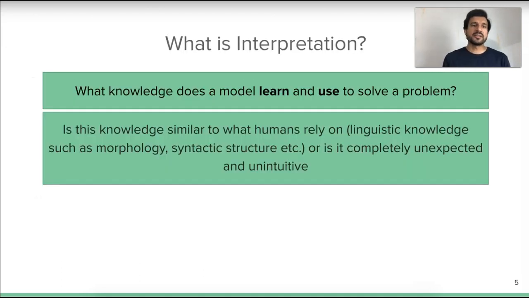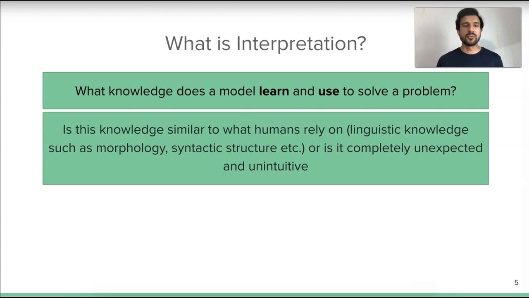Okay, so what is interpretation? Interpretation is the knowledge a model has learned and used to solve a problem. It tries to answer questions like, is this knowledge similar to what humans rely on? For example, linguistic knowledge, morphology, syntax, semantics, or is it completely unexpected or unintuitive?